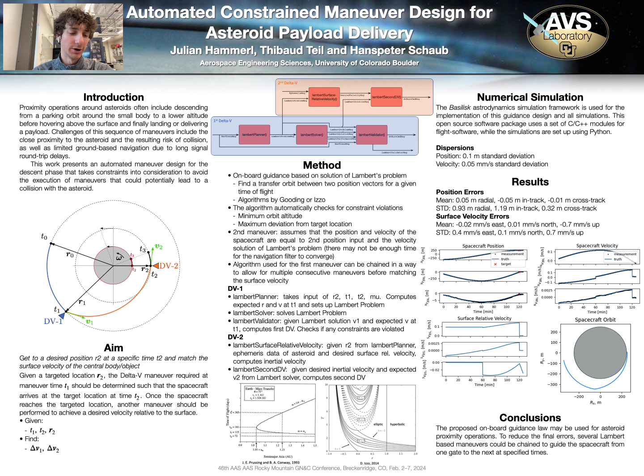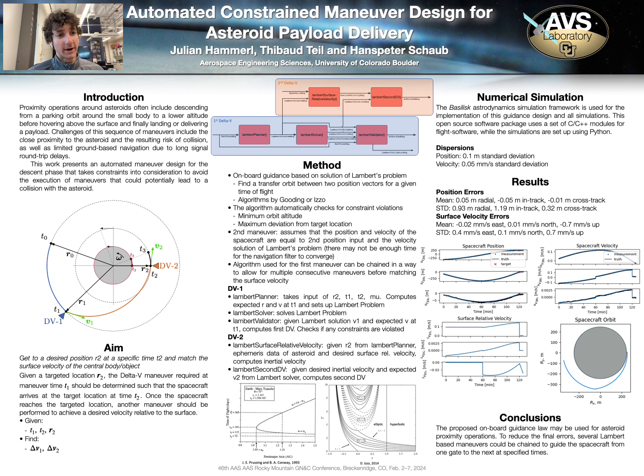Let's say we are in a parking orbit around an asteroid and we would like to descend to the asteroid surface to either land the spacecraft or to deliver a payload that may land on the asteroid. We have some initial state at t0, and we would like to perform a maneuver at time t1 such that we arrive at our targeted location R2 at time t2.